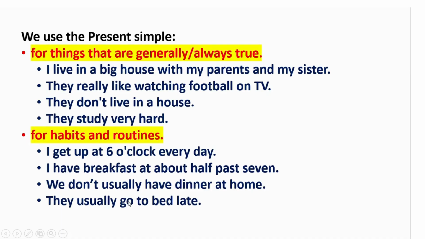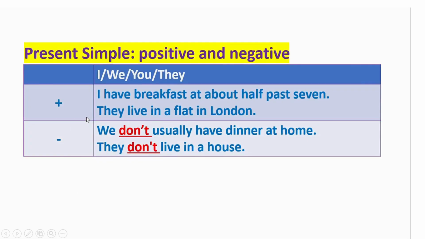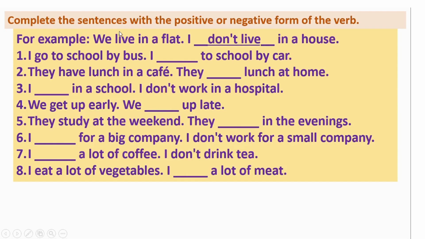Okay, and you can also check the form here for present simple tense. For I we use the form, we only use the base form of the verb without s or es. For negative form, we use don't. This is the contracted form of do not. Okay, and so complete the sentences with a positive or negative form of the verb. Here is an example. We live in a flat. I don't live in a house.